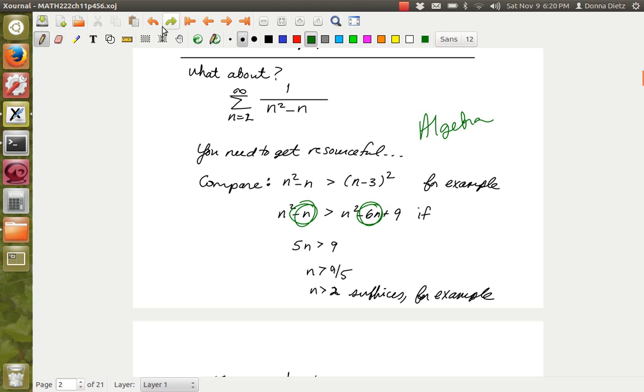Okay, so the n squares are going to cancel out, and then the negative 6n is going to end up on the other side, so you get 5n and 9. So 9 over 5 is just under 2. But since we're dealing with integers, as long as n is greater than 2, you're safe. And that means that for this comparison to work, as long as n is greater than 2, that will work. Now, how does that help us?